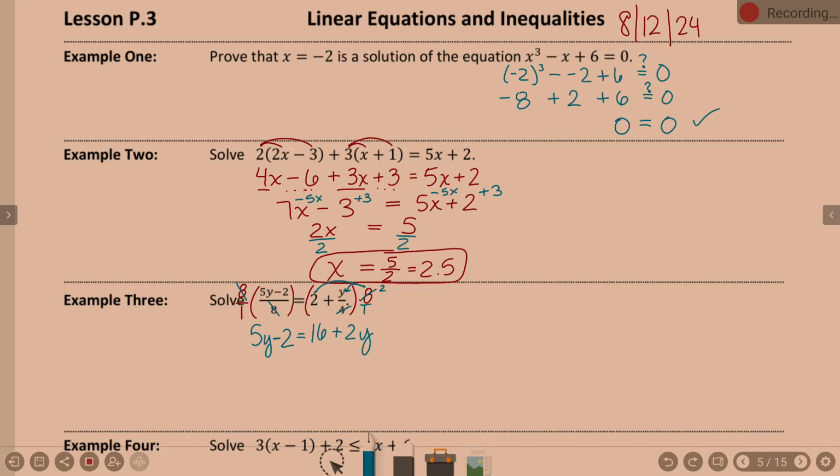Wait, what? I just multiplied the whole thing by 2. So I got 4 plus 2y. No. See, I did it wrong. No, because 8 is multiplying by both terms, and while the 8 cancels on this one fraction, it's not canceled for the other.